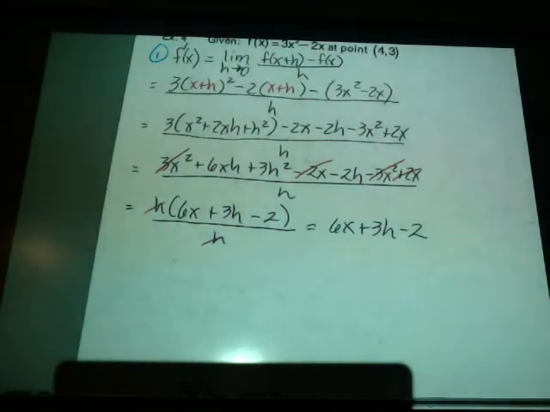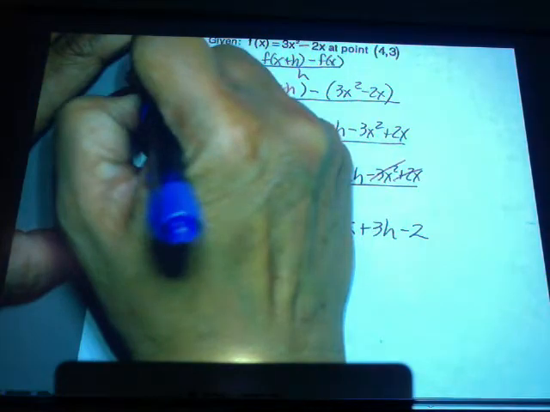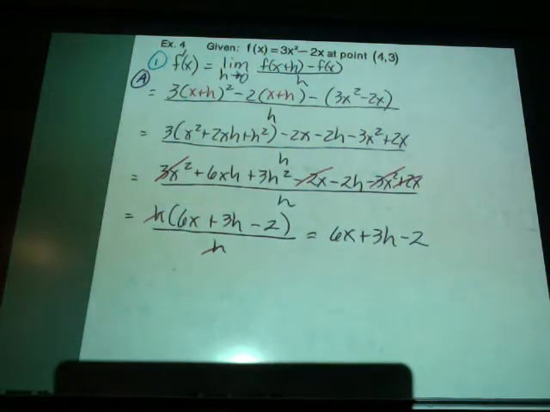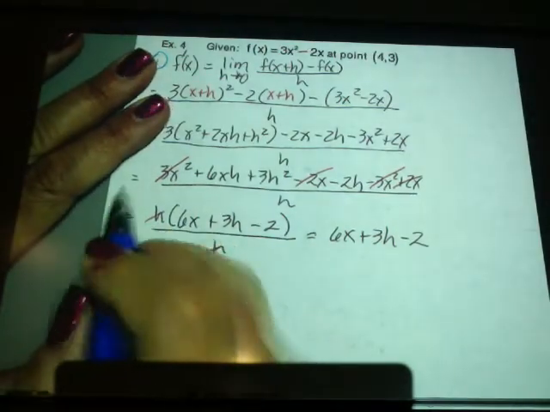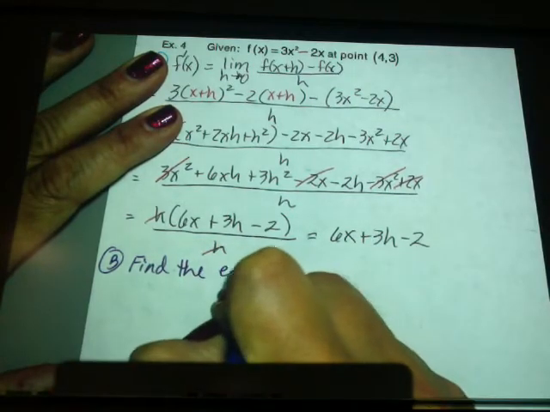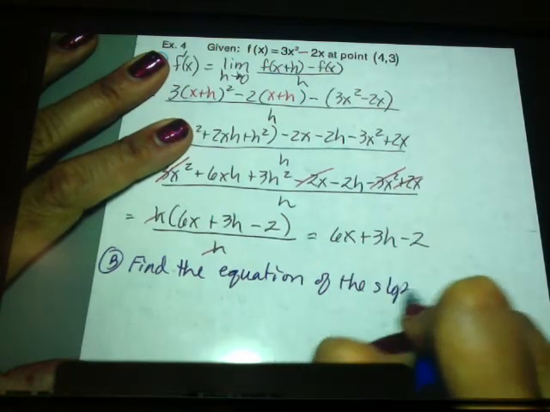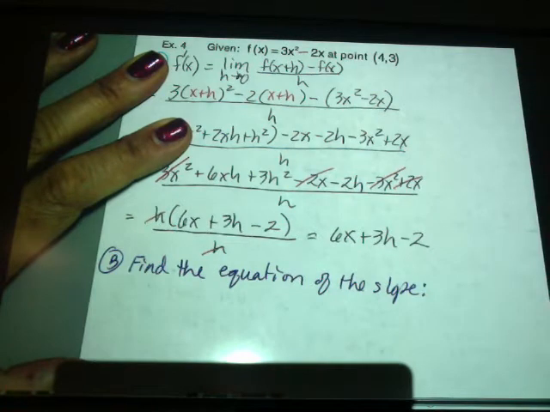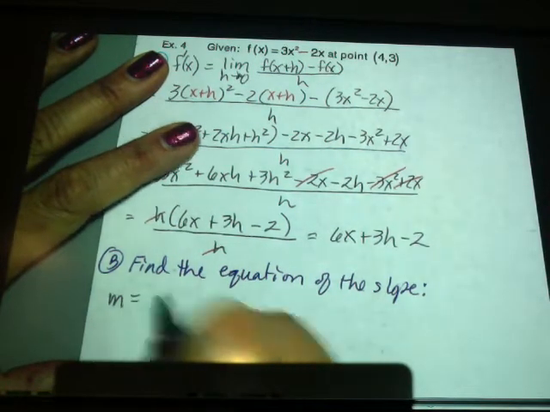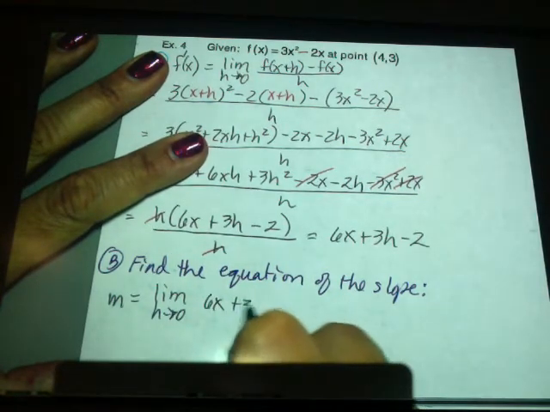So you might want to note that this is step A to finding, well, we haven't actually found the whole derivative. We found our slope formula, and we're going to find the limit as h approaches 0. So step B, we're going to find the equation of the slope. So slope is equal to the limit as h approaches 0 of 6x plus 3h minus 2.